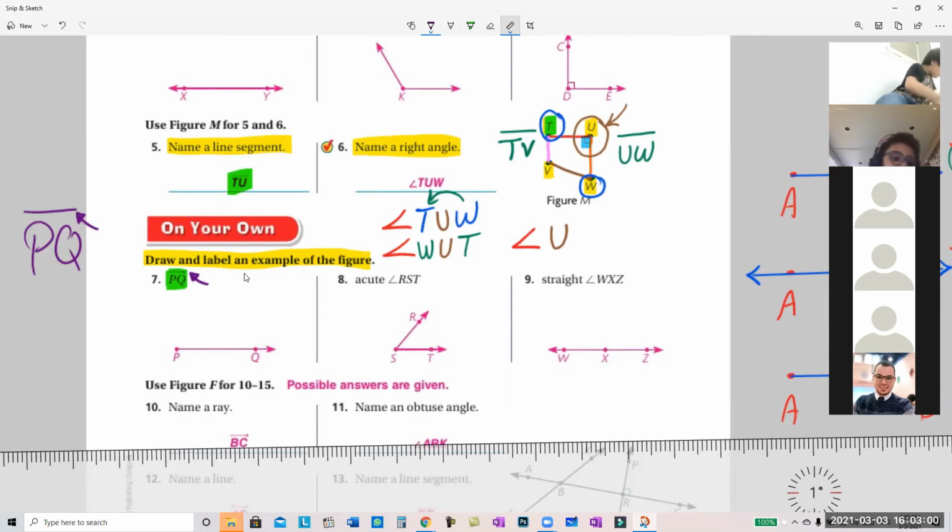No, we don't have the same sign. It's a single arrow, the line with a single arrow. So the line with a single arrow is called a ray. Okay, study harder.